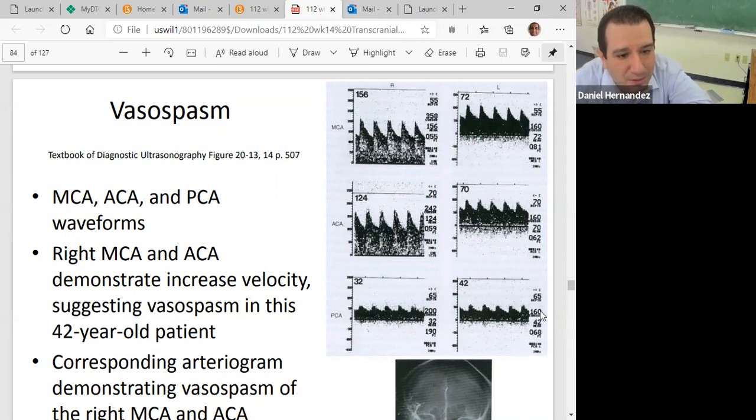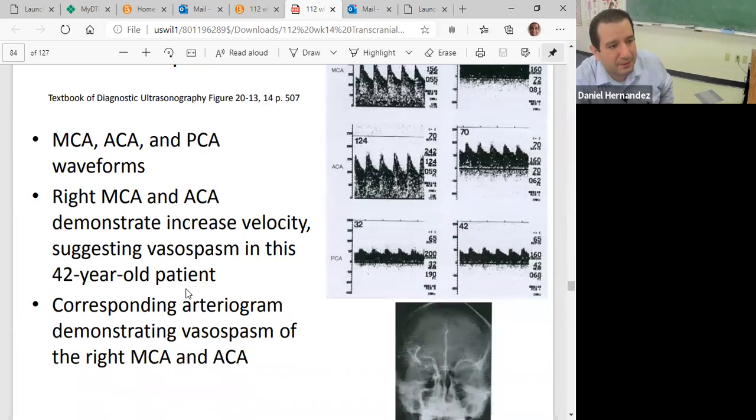So the posterior circulation isn't compromised. Our velocities are similar and the waveforms look similar, but you see increased velocities with turbulent flow. So this will indicate vasospasm of the right MCA and ACA. And the corresponding arteriogram demonstrates a vasospasm of the right MCA and ACA.